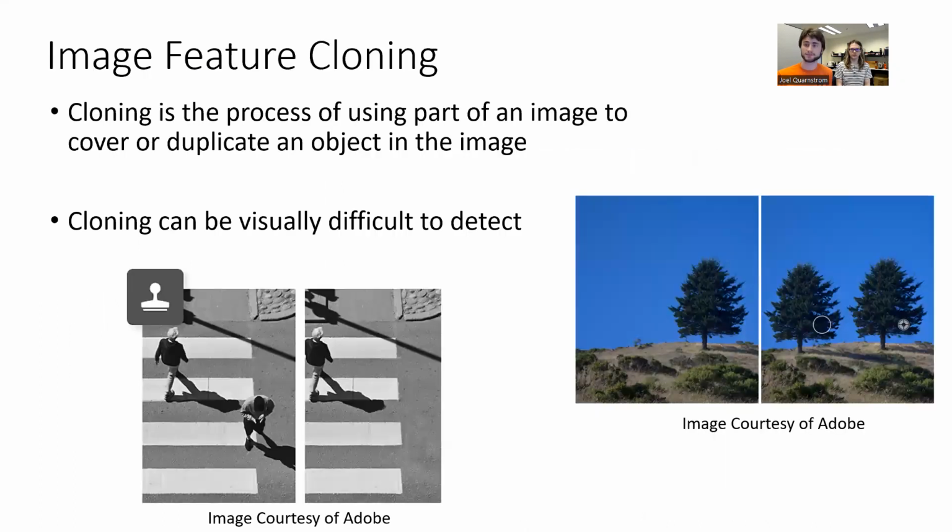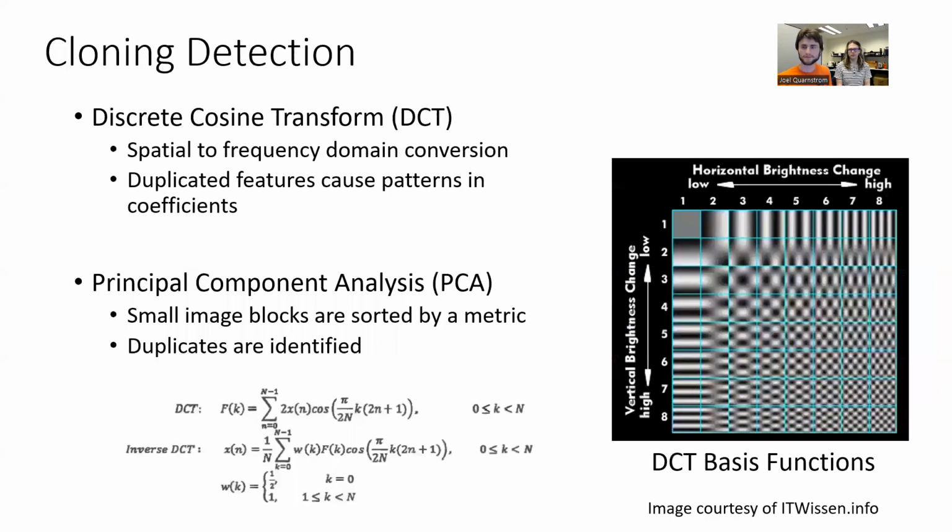The first one is the image feature cloning. So with cloning, whenever you have a forged image, usually the image is made up of multiple images spliced together, or you take an image and you take part of that image and duplicate it, either to duplicate some feature in the image or to cover up a feature using some blank part of the image. And this can be very visually hard to detect, as you see in some of these images. But they are able to detect these issues with a clever system.